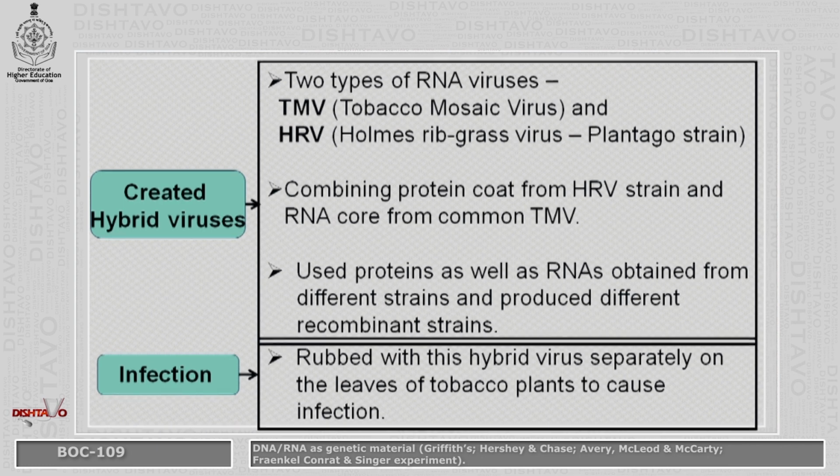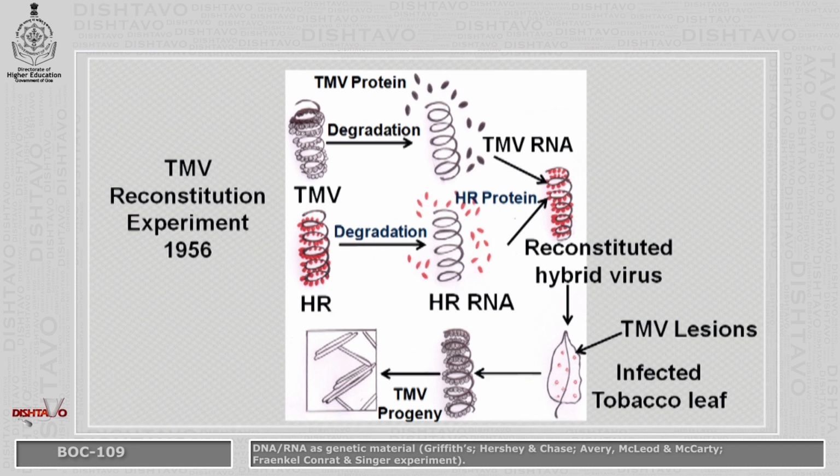Then these hybrid viruses were allowed to infect by rubbing them separately on the leaves of the tobacco plant. This chart shows you how they did the TMV reconstitution experiments. That is, they took the RNA from the TMV and the protein coat from the HRV strain and reconstituted them. Once they rubbed it on the tobacco leaves separately, they saw a TMV progeny.